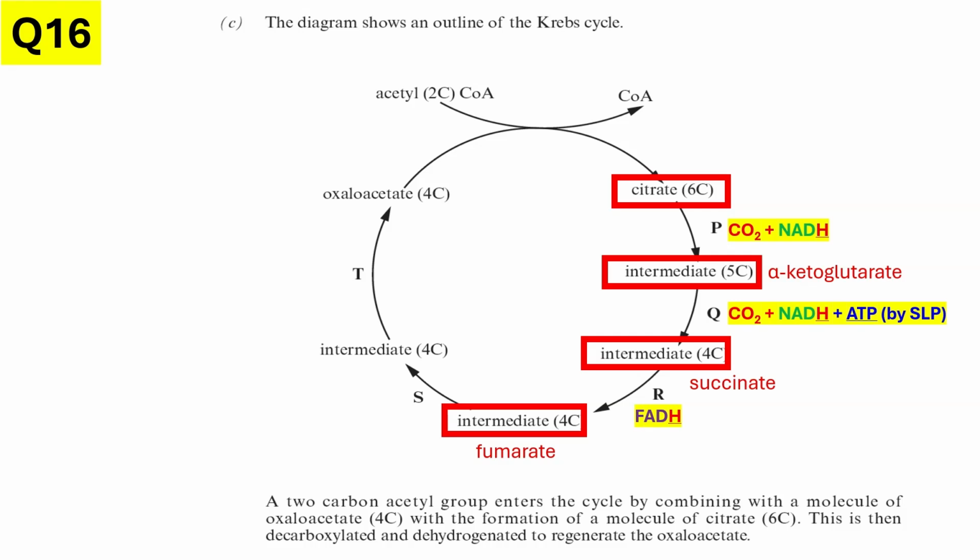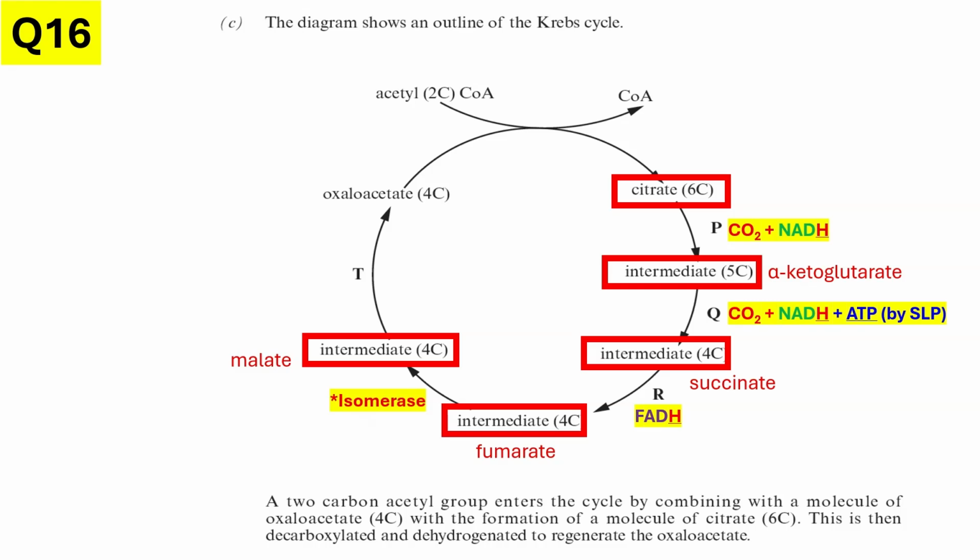Now, if we have a look at the fumarate, the 4-carbon intermediate at the bottom, there is an enzyme in the mitochondrial matrix called isomerase. So it's going to convert the fumarate into a slightly different structure, and this new 4-carbon intermediate is called malate. So there's no loss of hydrogen, there's no oxidation here, and there's no loss of carbon dioxide.